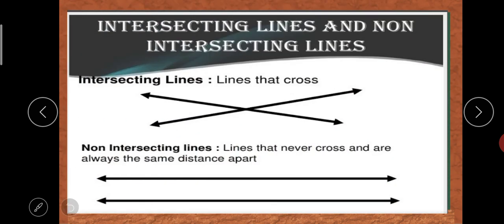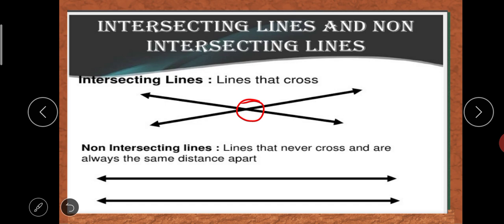Next, intersecting lines and non-intersecting lines. First is the intersecting line: lines that cross. These are two lines that cross, meaning they meet at a point. They are called intersecting lines.